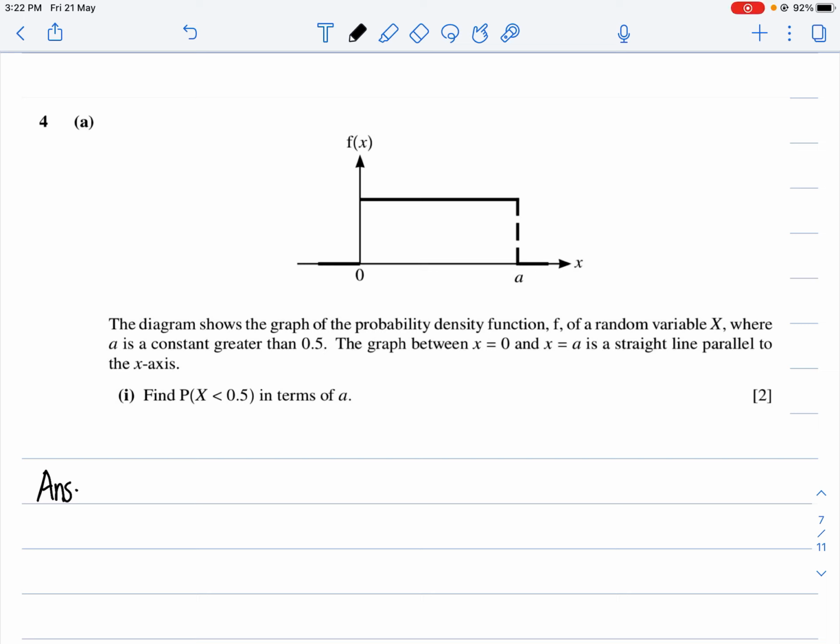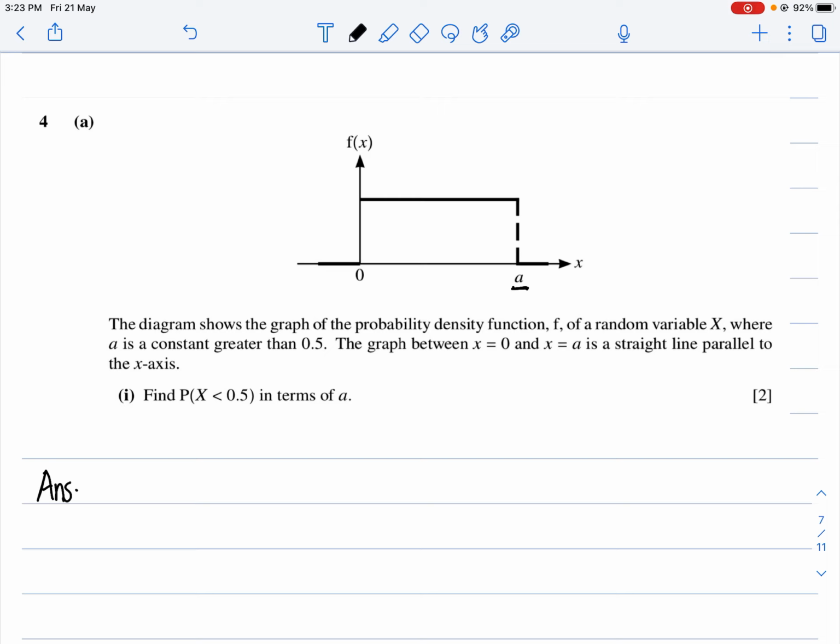This is the fourth question of the paper. As you can see, there's a diagram that shows the graph with the probability density function f, where a is more than 0.5. The graph is between x equals 0 and x equals a, and is a straight line parallel to the x-axis. So we need to find the probability that x is less than 0.5.